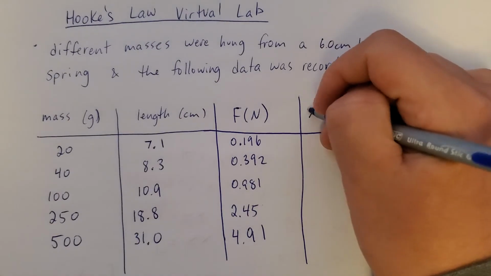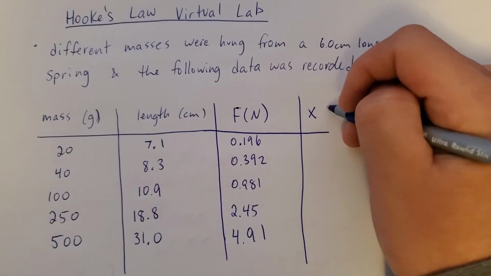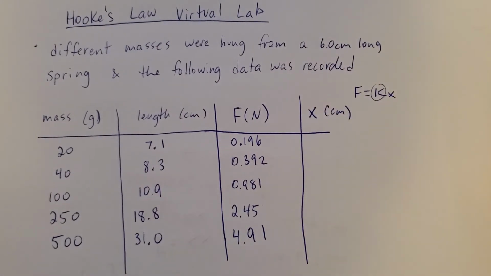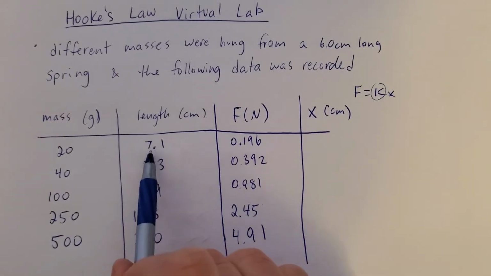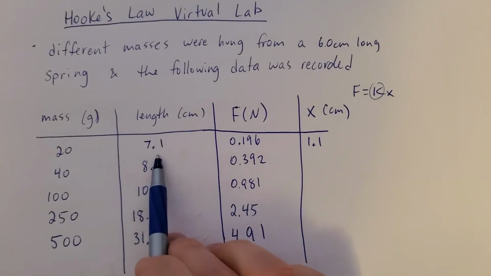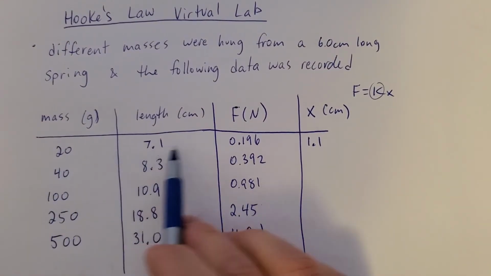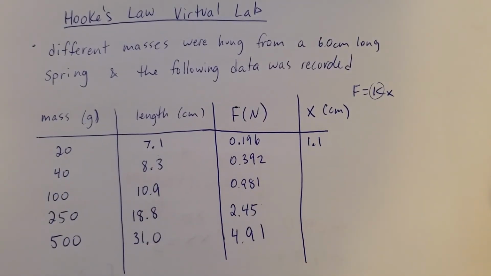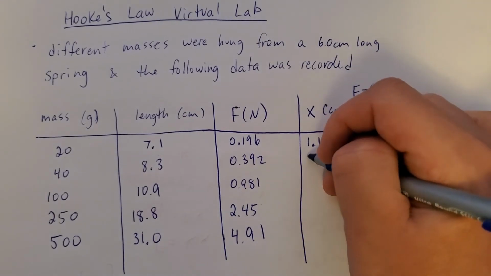So to get the displacement, I think I'll actually just leave this in centimeters. All we have to do is subtract 6 from each of these lengths, right? So if the spring is 7.1 centimeters long with this guy hanging off it, it means it's stretched 1.1 centimeters. So this should be pretty easy.